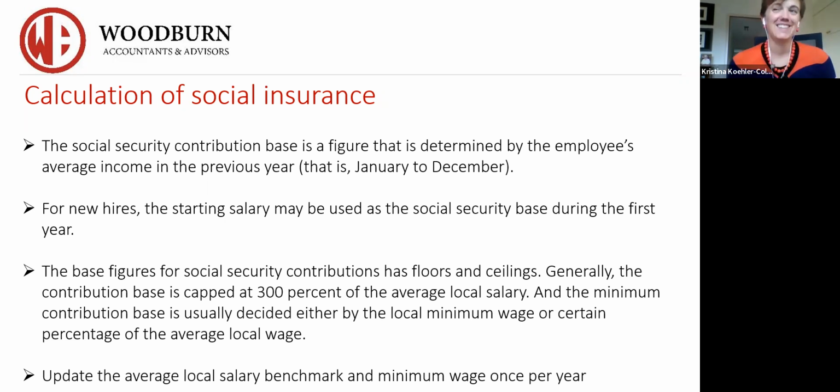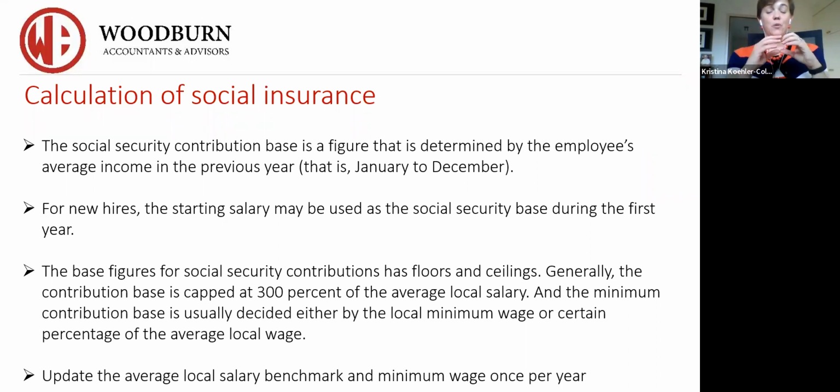What does all this mean? Okay, so I'm going to take Shanghai as an example. Now, as I mentioned, social insurance contribution rates and the base is changed every single year in the period of between June, July, and August.